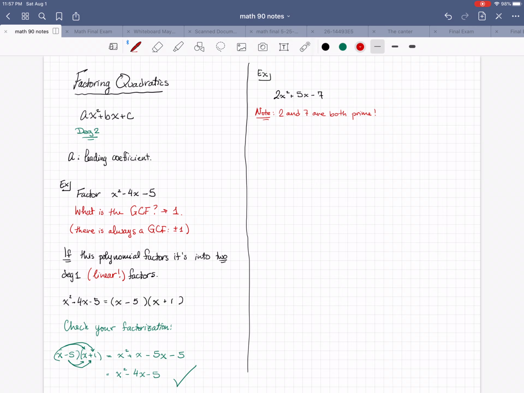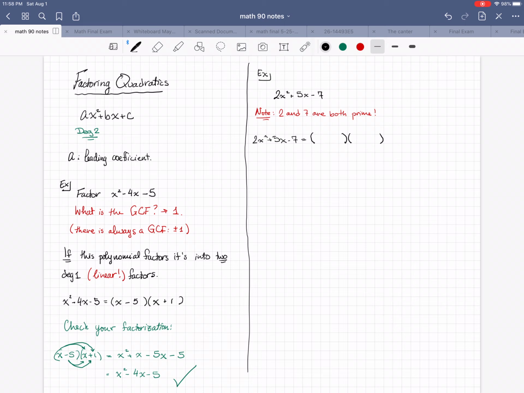I'm not going to write it all out again, but once again, we're going to ask the question, what is the GCF? And we again are going to notice that the three terms don't all share an x, and 2, 5, and negative 7 are relatively prime. They don't share any factors. So the GCF is 1, so we're not going to worry about it. Since the GCF is 1, this is going to factor, if it factors, into 2 linear factors, just like the first one.